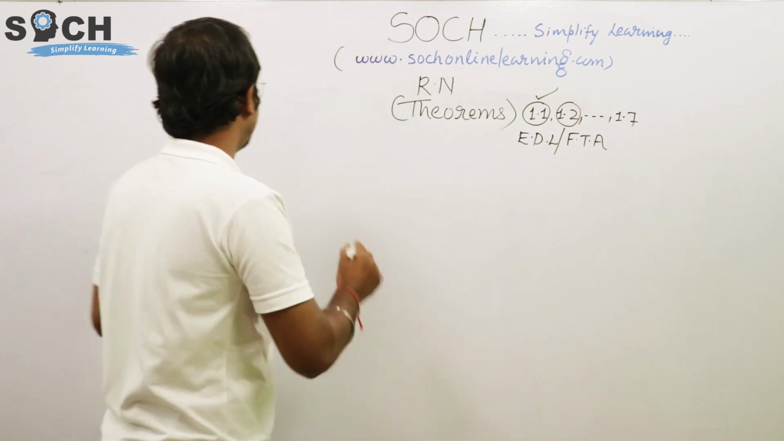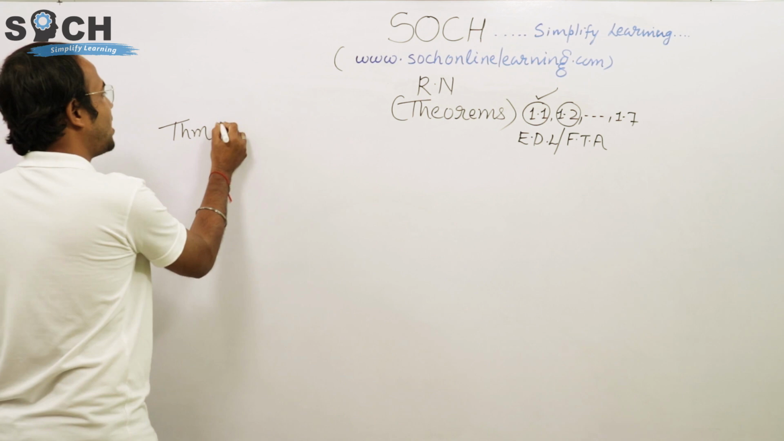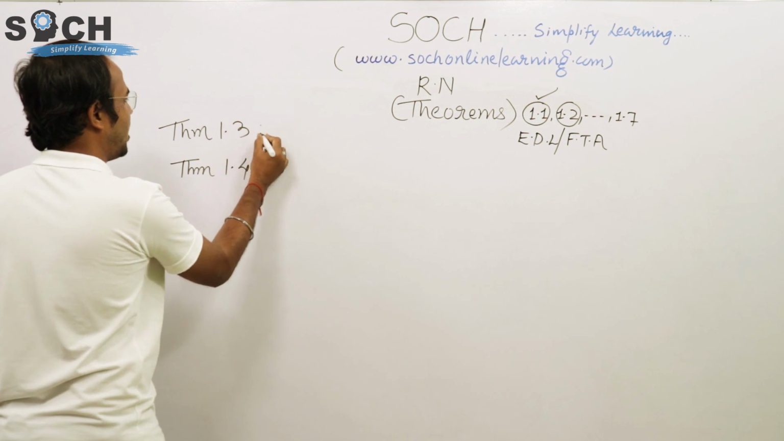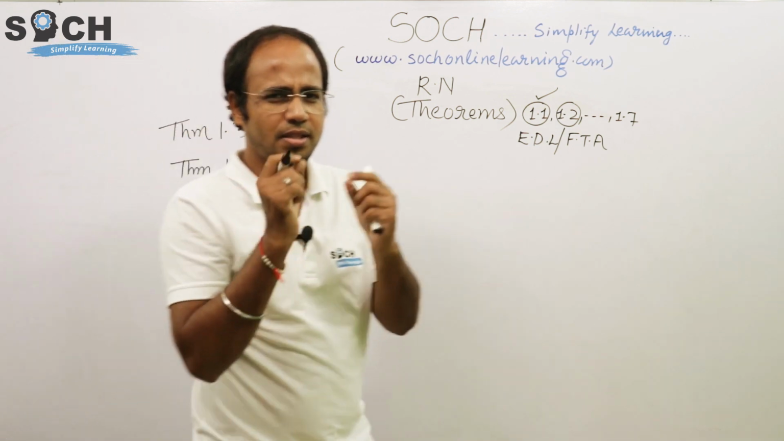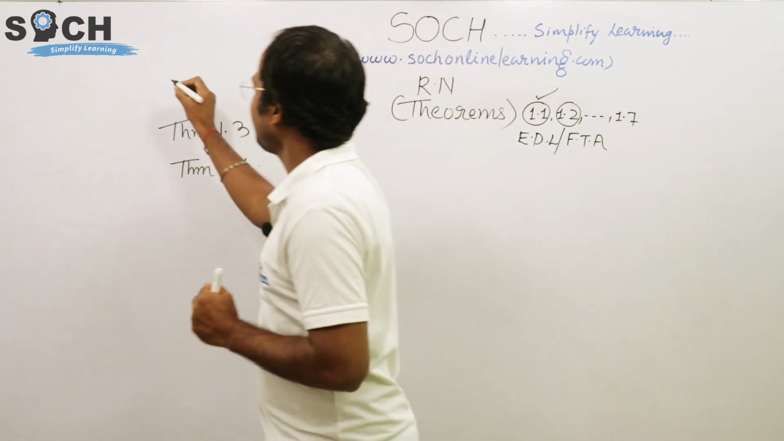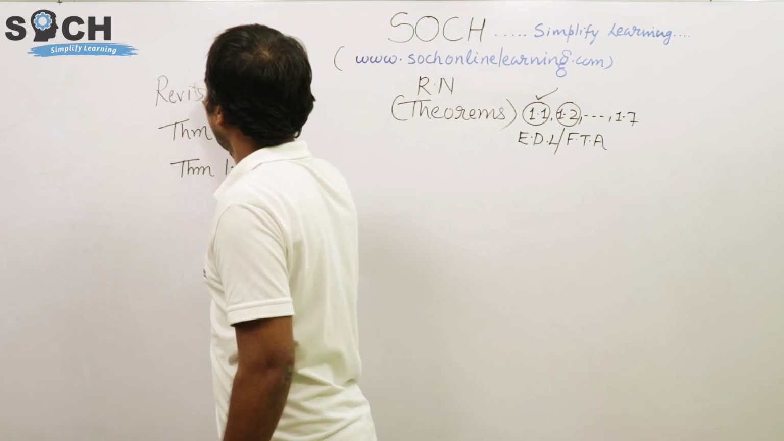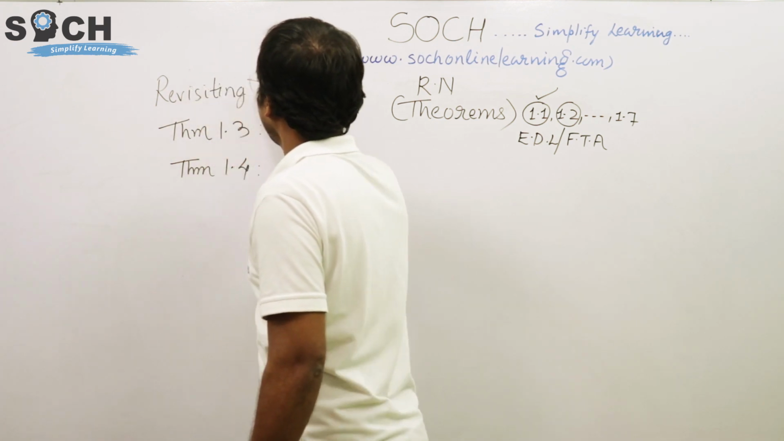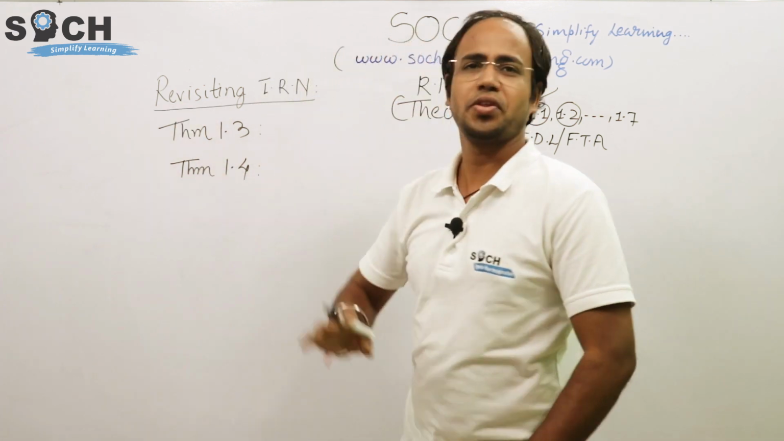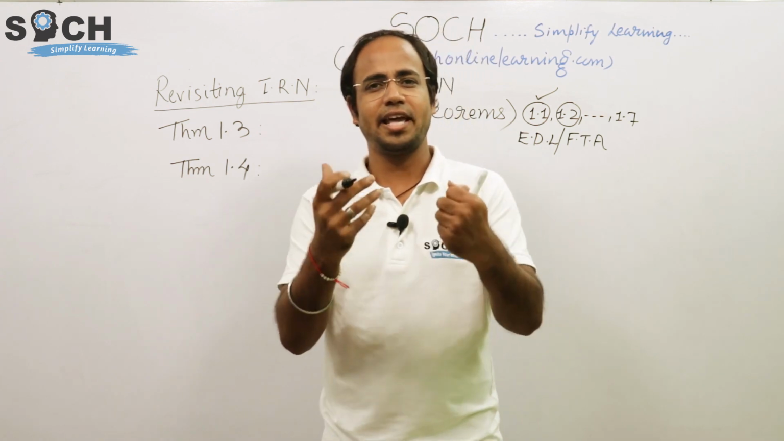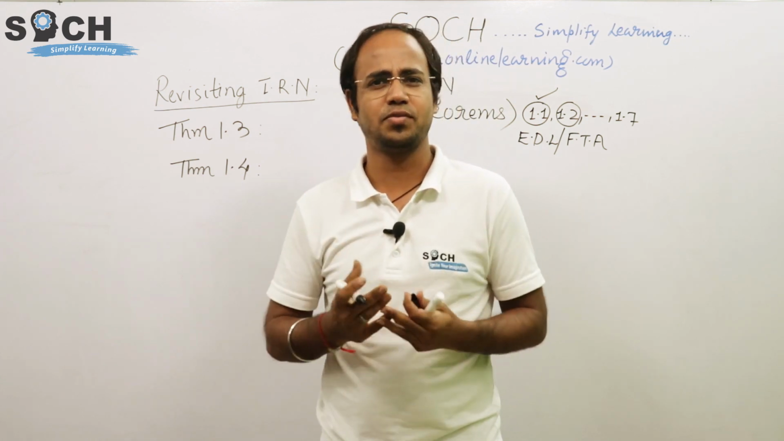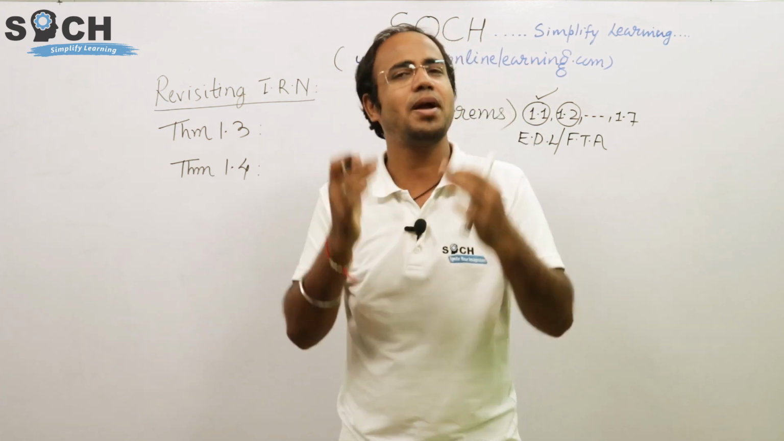वो दो theorem हैं, theorem 1.3 and theorem 1.4. How many of you are aware these two theorems belong to a topic called, yes, revisiting irrational numbers? From your book you can check it out. Revisiting IRN, I just abbreviate, that is irrational numbers. So these are the two theorems. अब मैं आपके सामने एक एक्सपेरिमेंट करने वाला हूं which will help you understand how I recollect those theorems without looking into any book. I am copying it from my memory.